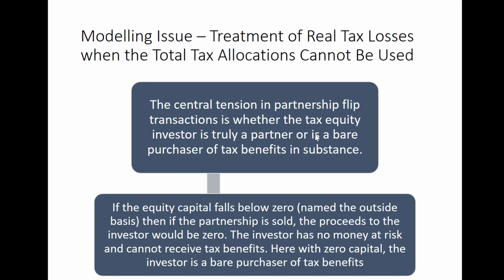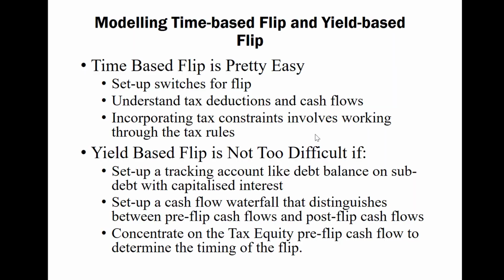There are tax risks you take, which are the horrible part of modeling this. Okay, so let's look at the modeling. First, there are two types of flips. One is a time-based flip, where you say, okay, we're getting all the money first as the tax investor until a certain amount of time runs out, and then you get it later on.